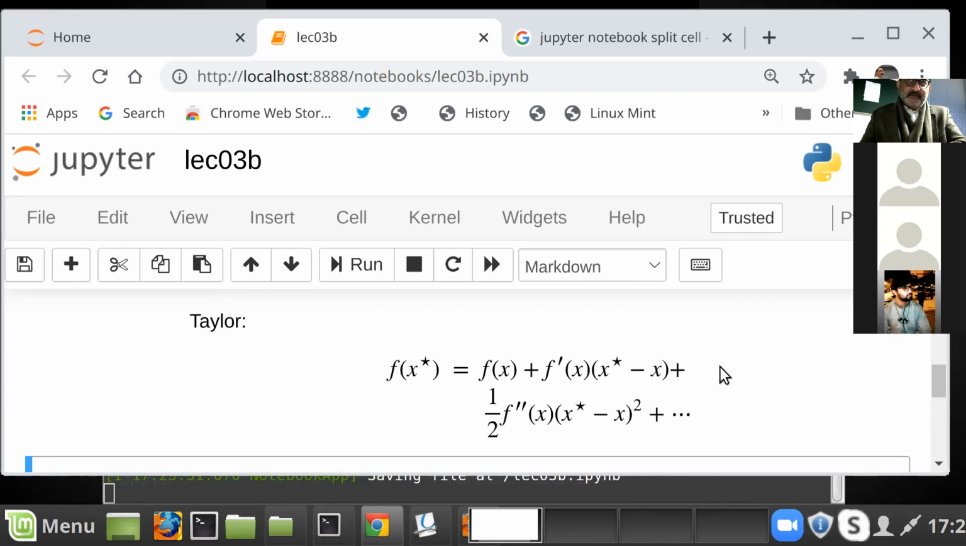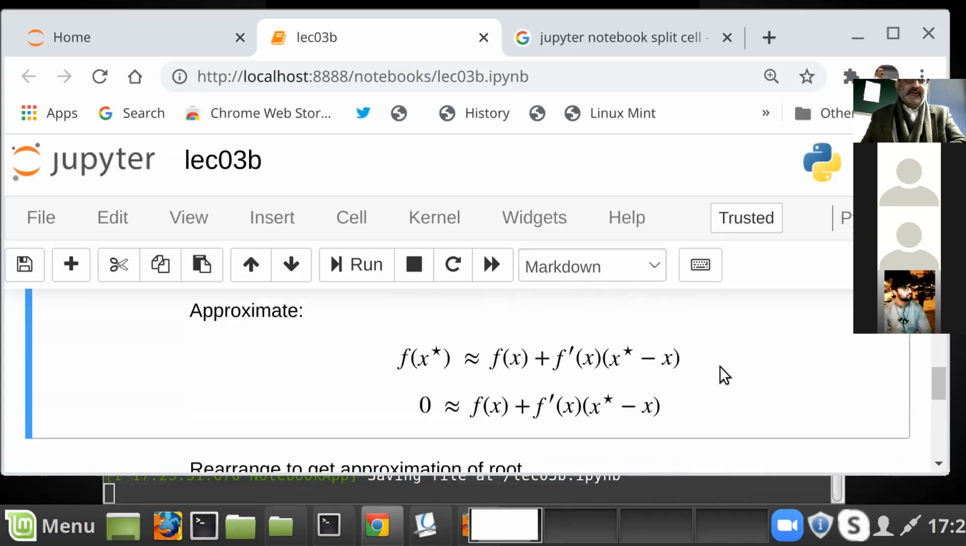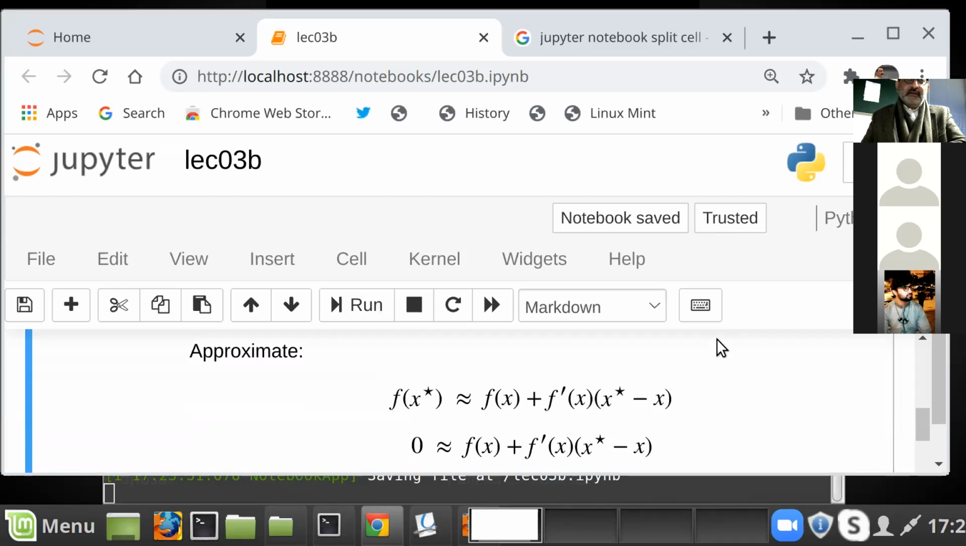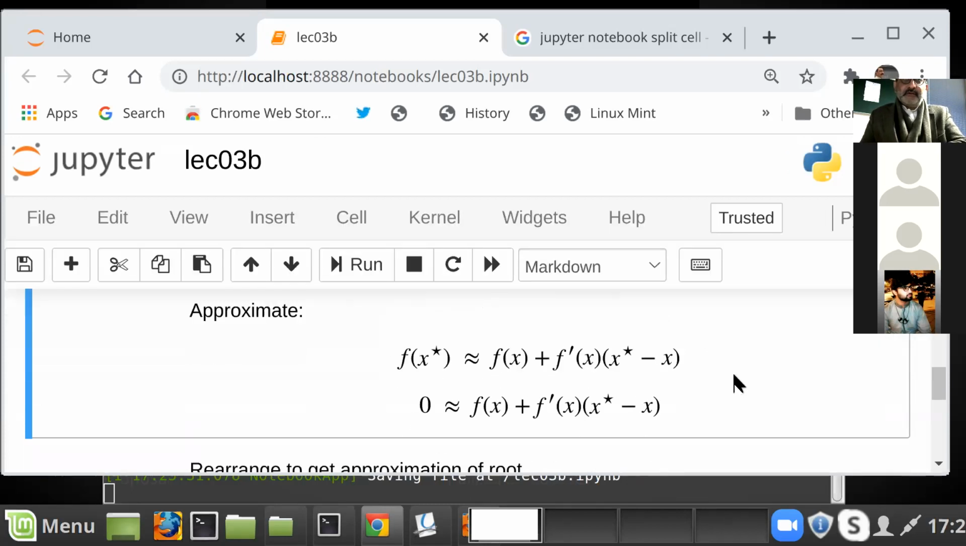So we're going to use this Taylor series to come up with an algorithm. Okay, so we'll make this approximation. If I'm close to the root, then the distance x star minus x is small, and the distance x star minus x squared is really small, hopefully. So I can ignore the squared terms. So I will get that f of x star is approximately equal to f of x plus f prime of x times x star minus x. Now x star was the root, so f of x star is 0. So I should have that 0 is approximately equal to f of x plus the derivative of f at x times x star minus x.